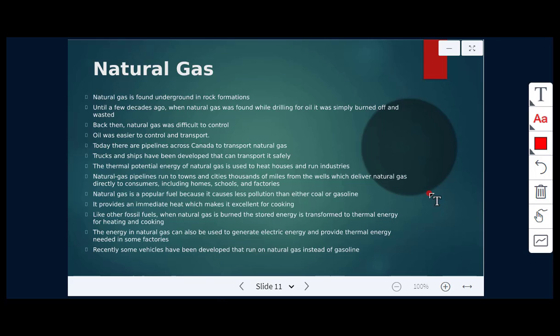It also provides an immediate heat, which makes it excellent for cooking, because when natural gas is burned, that stored energy is transformed to thermal energy for heating and cooking. Energy in natural gas can also be used to generate electric energy, and it'll also provide thermal energy needed in factories. Recently, vehicles have been developed that can run on natural gas instead of gasoline.